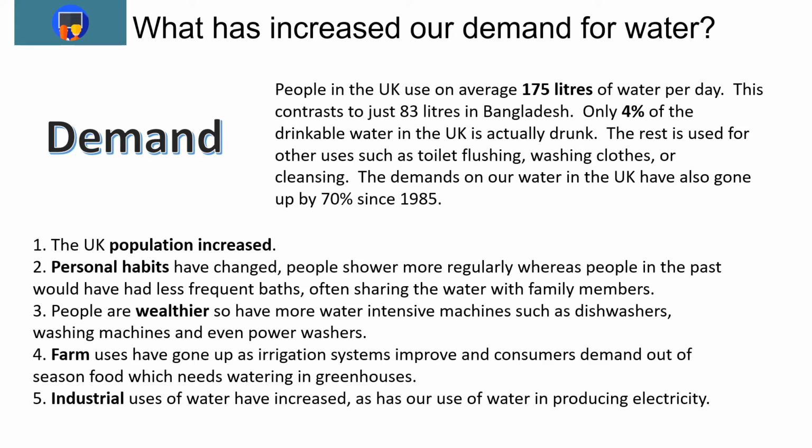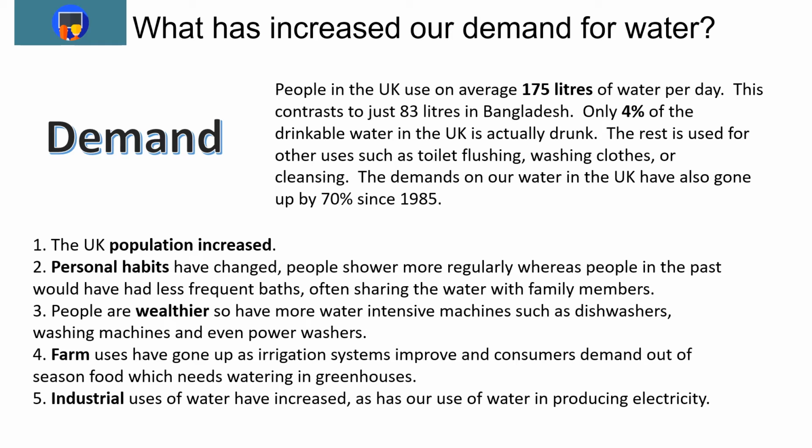People shower more regularly, whereas people in the past would have had less frequent baths, often sharing the water with family members. Reason number 3, people are wealthier, so have more water-intensive machines such as dishwashers, washing machines, and even power washers. Reason number 4, farm uses have gone up as irrigation systems improve and consumers demand out-of-season food which needs watering in greenhouses.